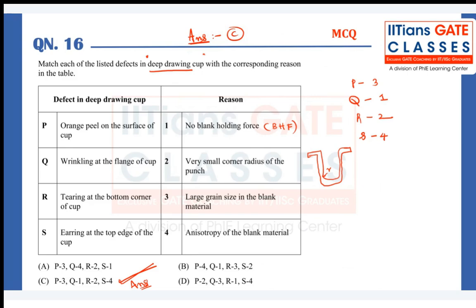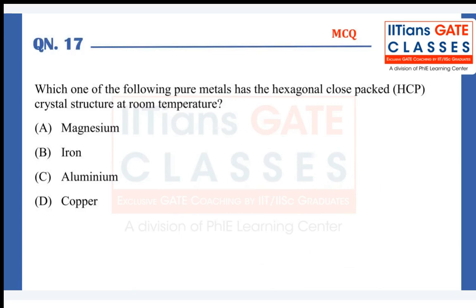Right. Now, let us move to the next question. 17th question, MCQ, and it is a 1 mark question only. Hope you understand, guys. Now, which of the following pure metals has a hexagonal close packed HCP structure? But here you need to know the crystal structure at room temperature. Please do remember, at room temperature.